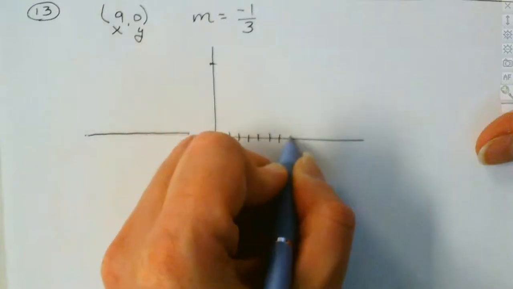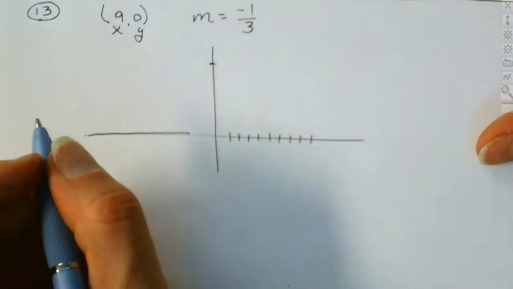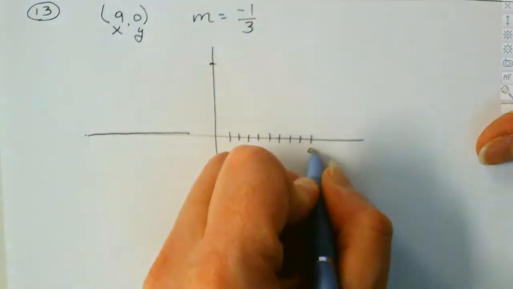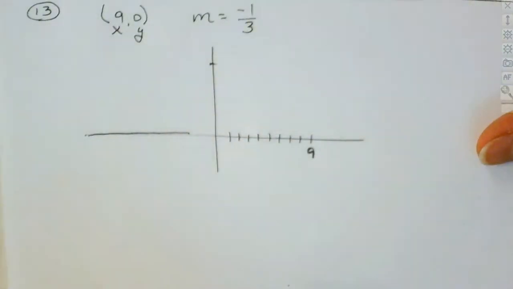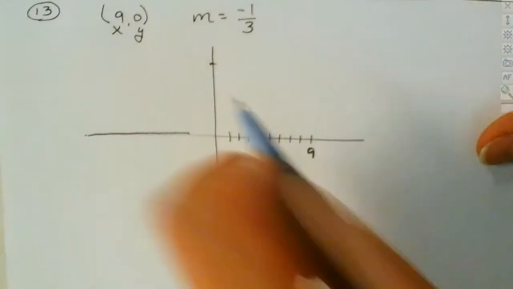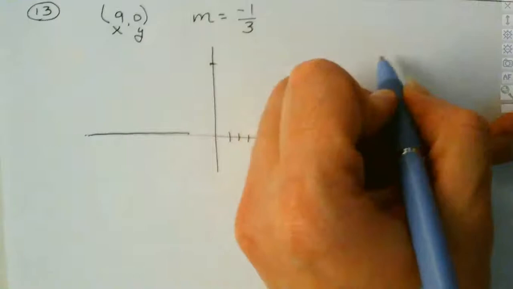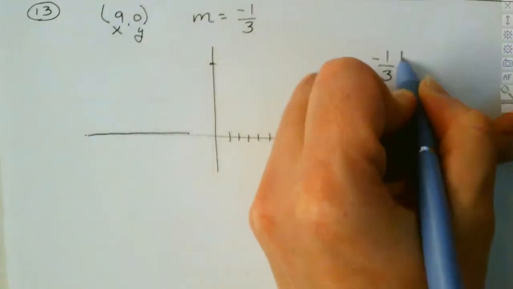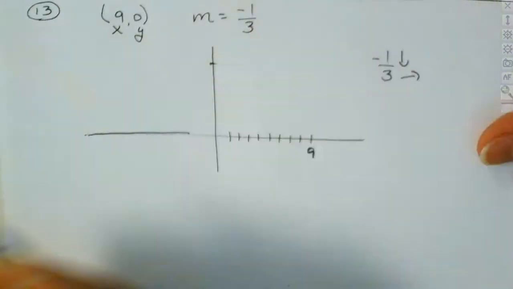5, 6, 7, 8, 9. Okay, so right there is 9. Now, what is my slope? Okay, it is a -1/3. So that means we go down 1 and over what?